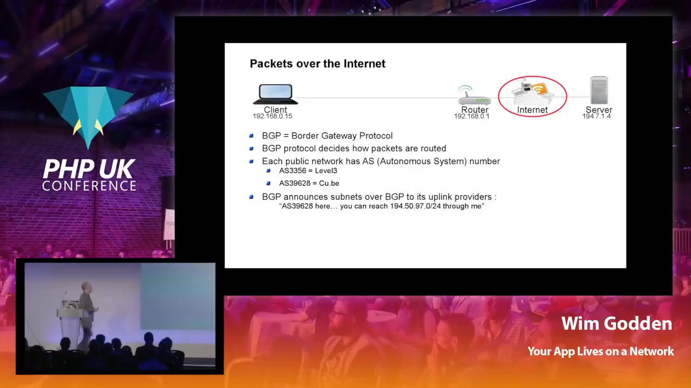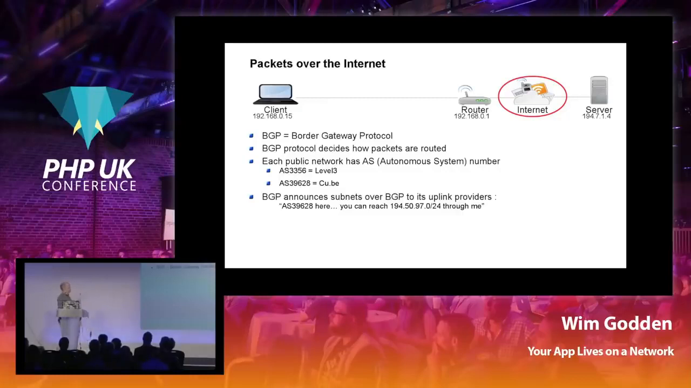So let's imagine I showed this diagram before. We're sending information to the internet. We know now how we can go from our client to our router, and then our router will do something. It will forward it somehow. But what happens on the internet? I mean, we all work with it every day. But what actually happens? How is that data being transmitted?